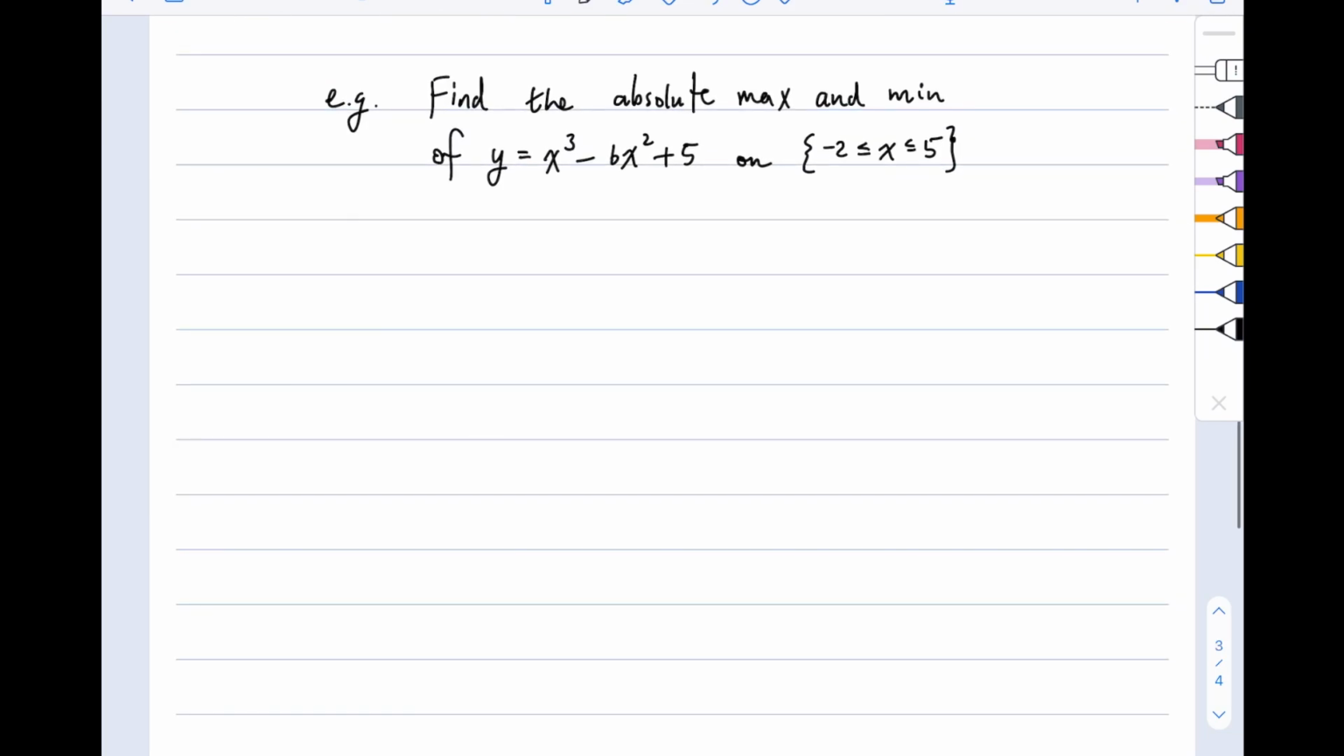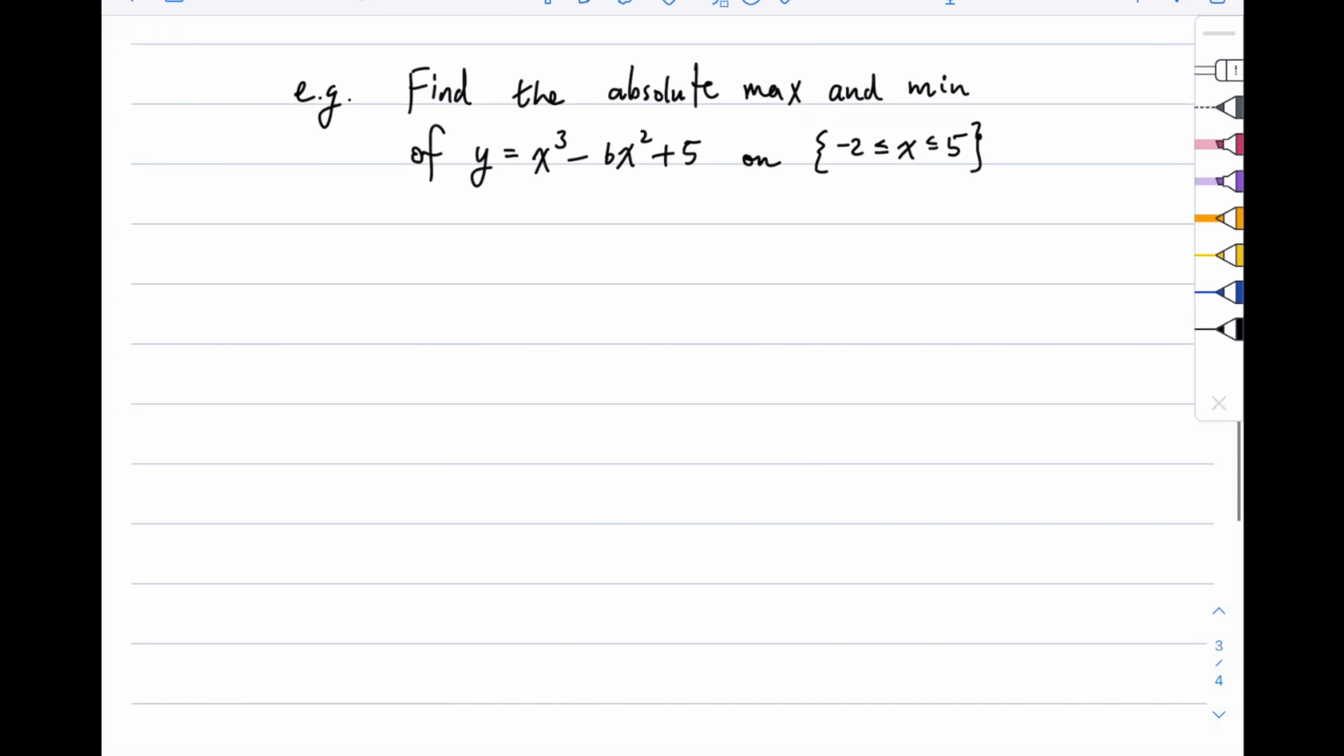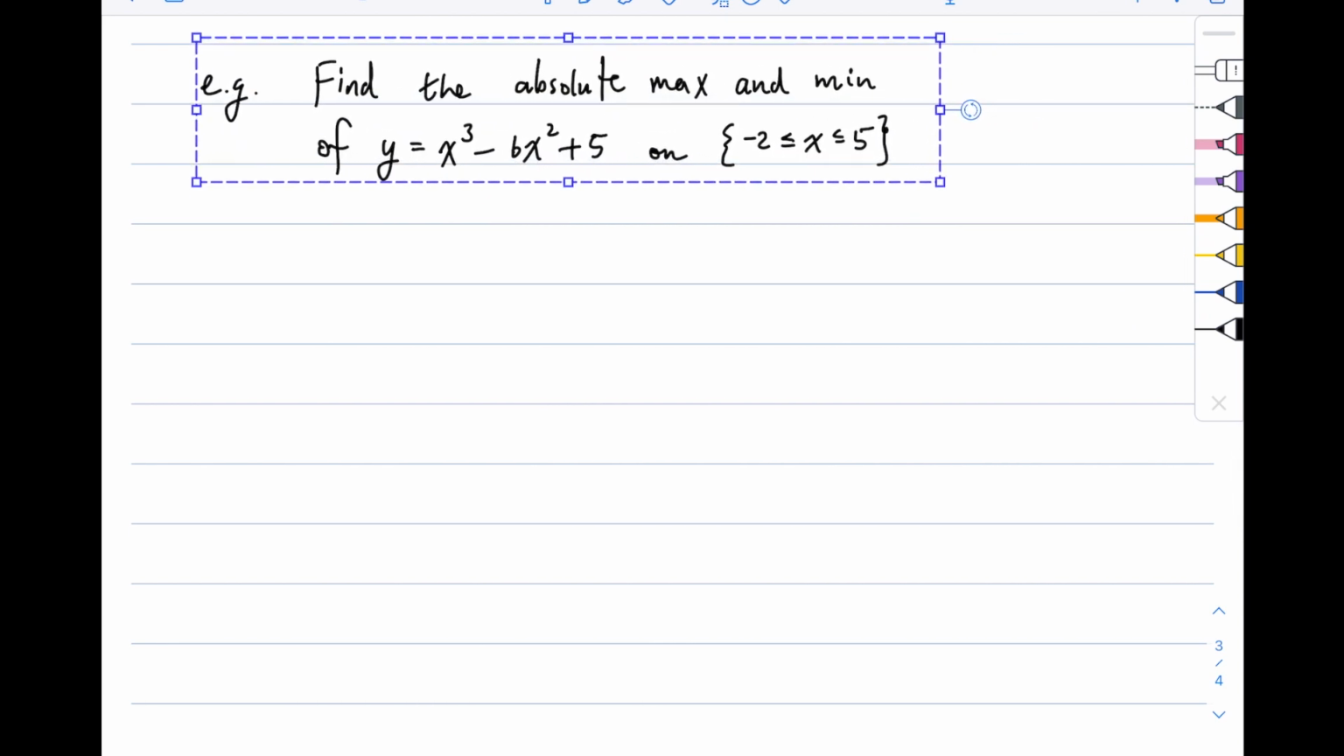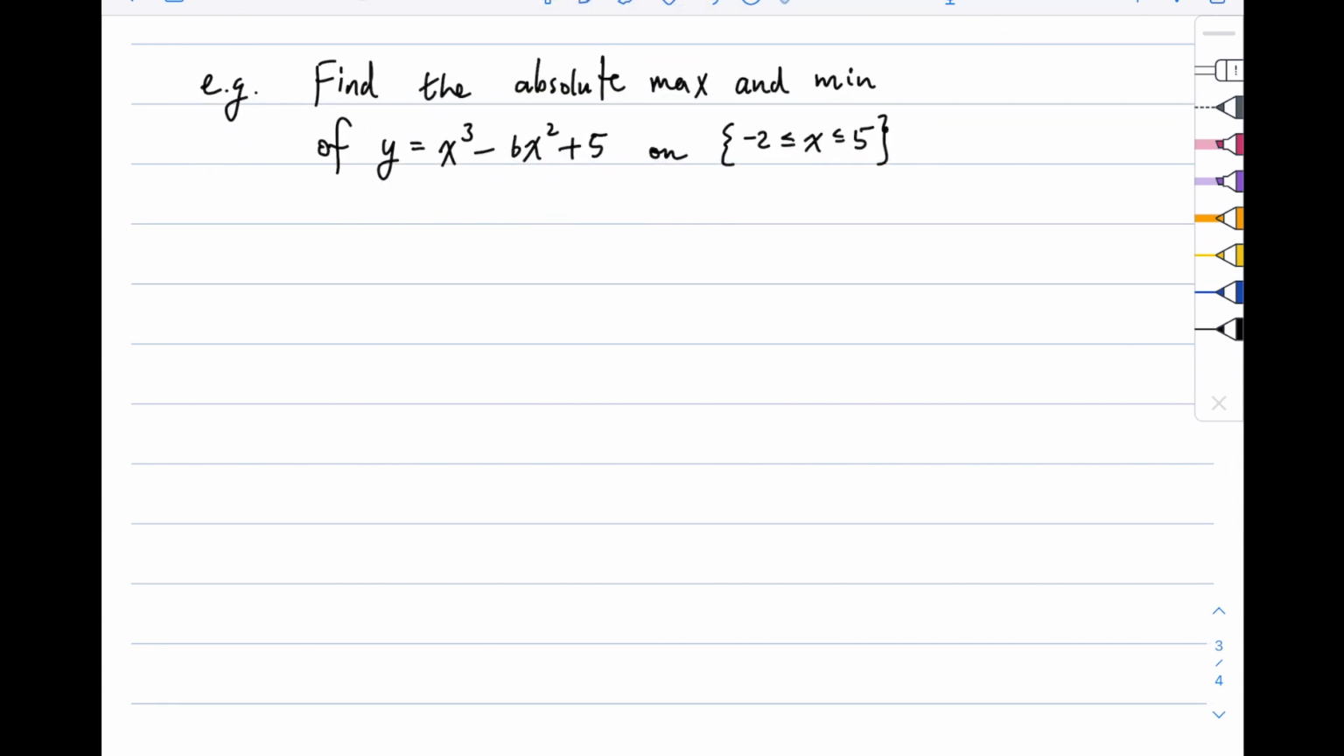Okay, so the example here is saying, I'm just going to move this slightly. The question is saying find the absolute max and min of this function here on this interval. So they're giving you an interval. They'll always give you an interval if they want anything to do with absolute max mins.